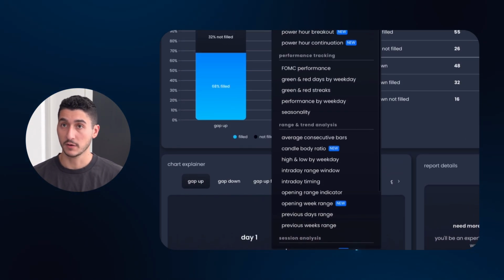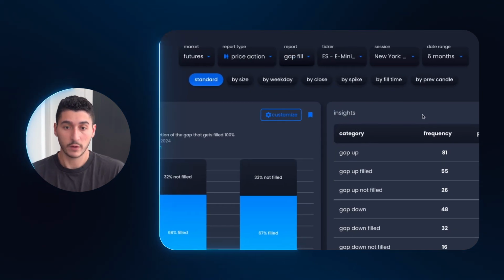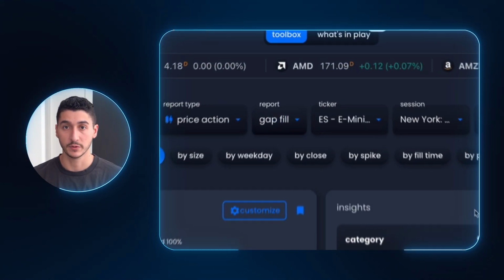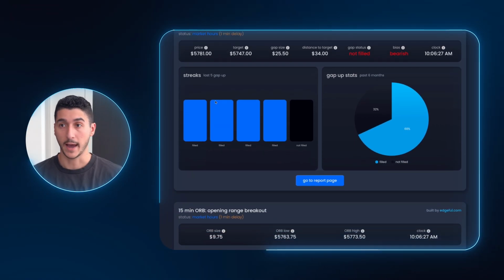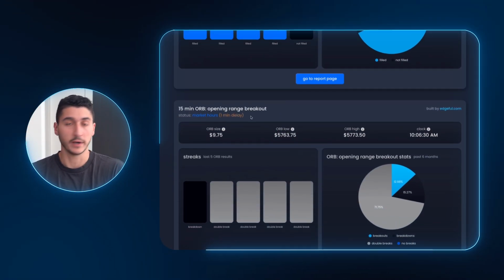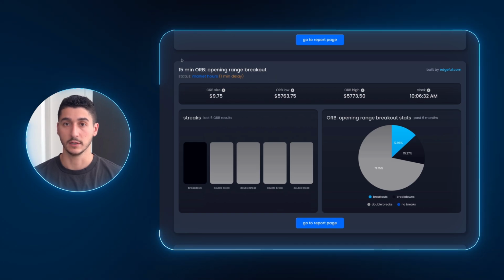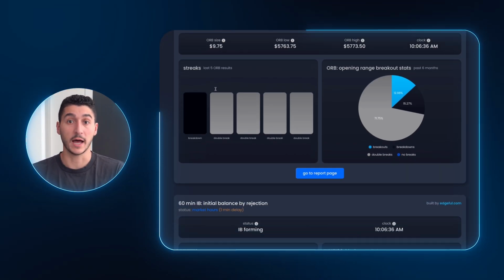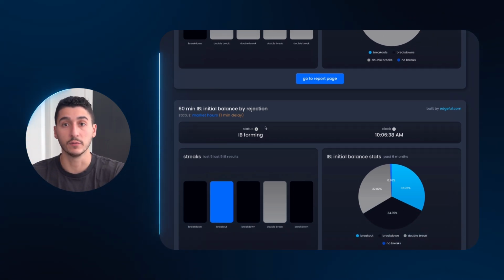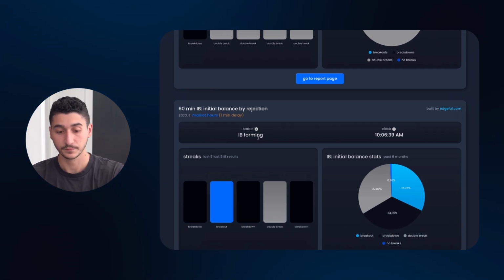And one of the things we thought, well, why don't we just tell you when these reports are setting up? When is the gap fill setting up? When is there a gap up or down? How often does price break out of the initial balance high and low? Why don't we just tell you that using live data? And that's exactly what we're doing with the What's in Play section.